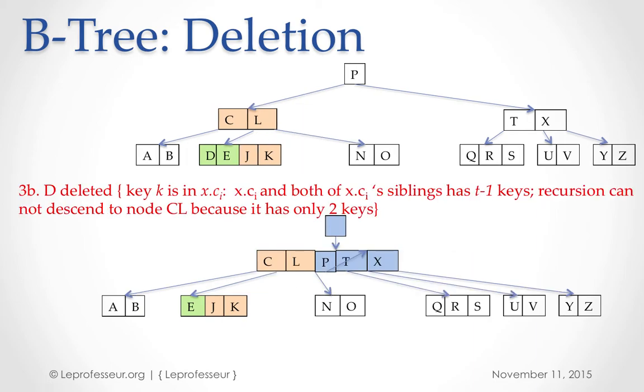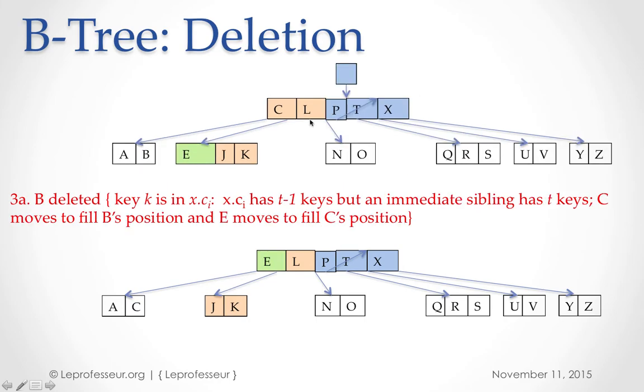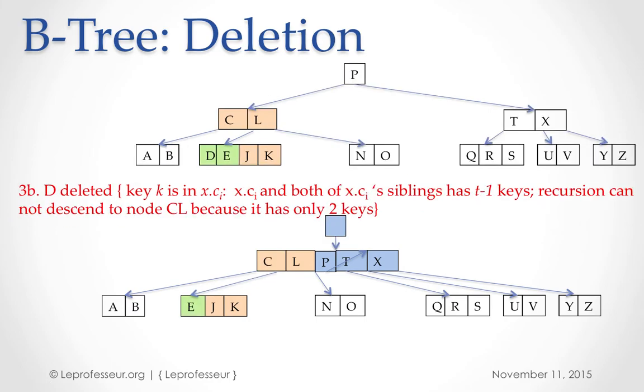Now let's talk about another case. Don't go by 3b or 3a; I'm discussing 3b first because I'm maintaining consistency with the textbook. Now in 3b, we want to delete D. What it means is that the key is not at this internal node but at a child node, x.ci, at the particular index i.